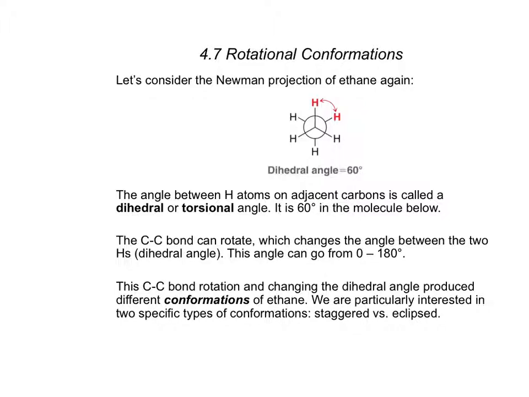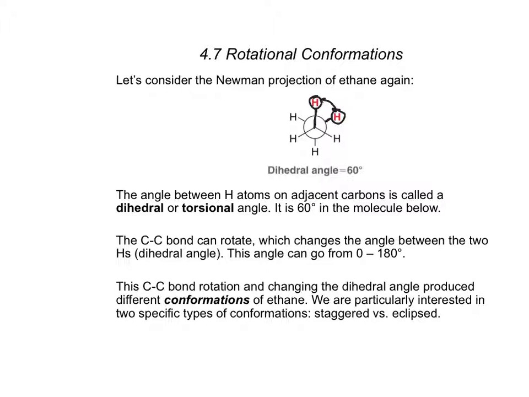So the dihedral angle, or the torsional angle, is essentially the angle between whatever group we're interested in on the front carbon and whatever group we're interested in on the back carbon, okay? This is not an angle between carbons or between groups on the same carbon. It's whatever we're interested in on the front and whatever we're interested in on the back. So right now, this guy and this guy define our dihedral angle. This guy is on our front carbon, this guy's on our back carbon.